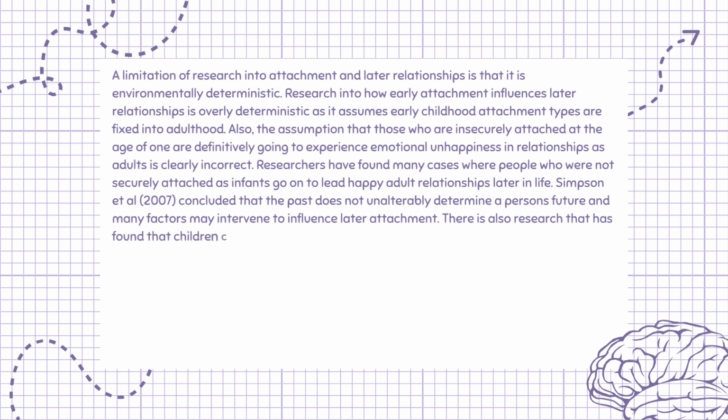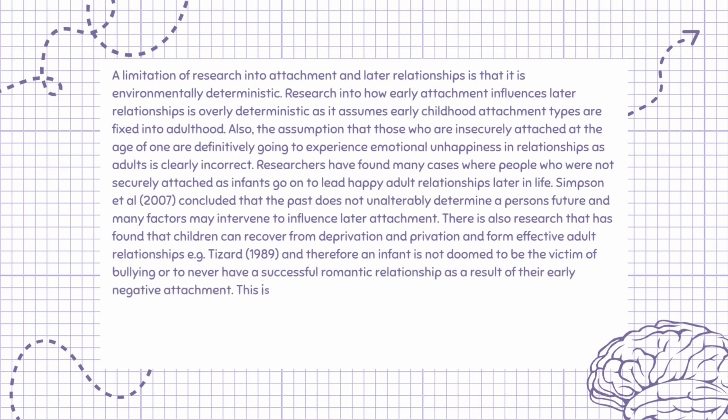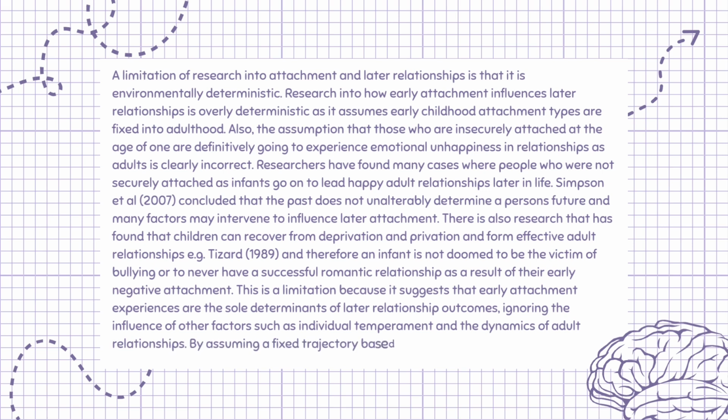There is also research that has found that children can recover from deprivation and privation and form effective adult relationships, e.g. Tizard, 1989, and therefore an infant is not doomed to be the victim of bullying or to never have a successful romantic relationship as a result of their early negative attachment. This is a limitation because it suggests that early attachment experiences are the sole determinants of later relationship outcomes, ignoring the influence of other factors such as individual temperament and the dynamics of adult relationships. By assuming a fixed trajectory based on early attachment styles, it overlooks the potential for change and growth throughout a person's life.